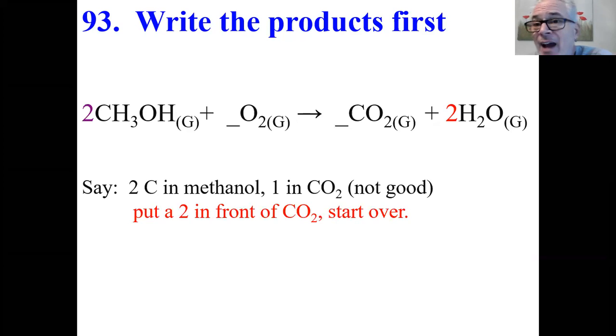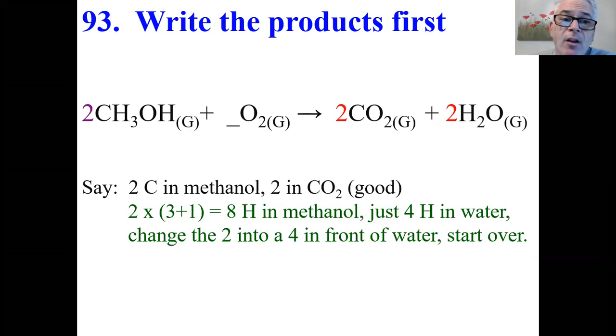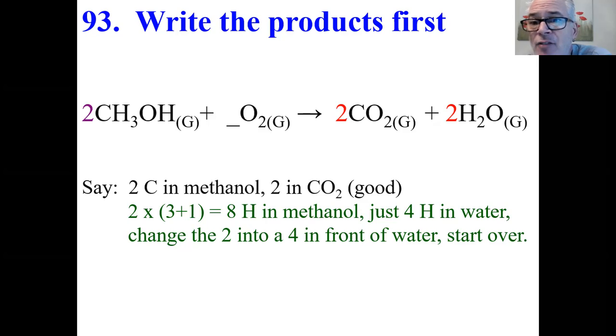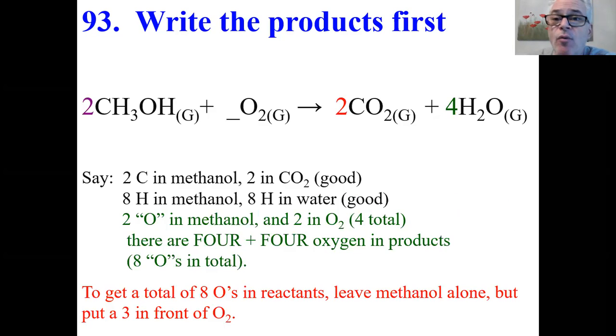Now, once we put a 2 there, everything changes, and we're going to fight with this a little more. There's 2 carbons in methanol, but there's only 1 in front of the carbon dioxide. That's not good. So we have to put a 2 in front of the carbon dioxide, and we have to start over. So 2 carbons in methanol, 2 carbons in carbon dioxide. Good. Now in the front, we have 2 times 3 plus 1. There's 8 hydrogens in the methanol, but there's just 4 hydrogens in the water. So we have to change the water up to 4 waters so that we get 8 hydrogens. So now we got to change that number at the end to a 4. I did that in green.